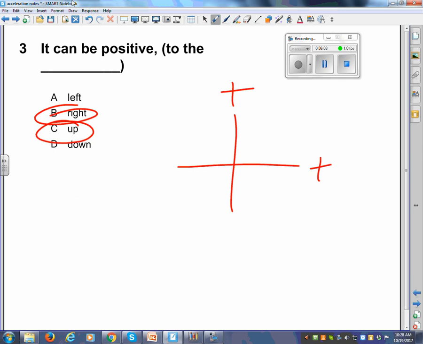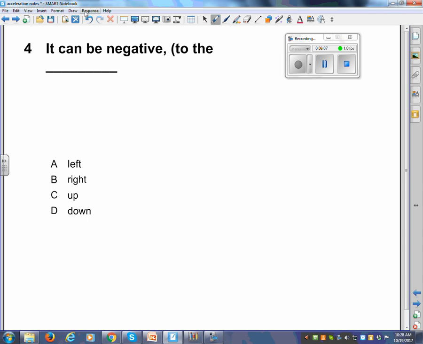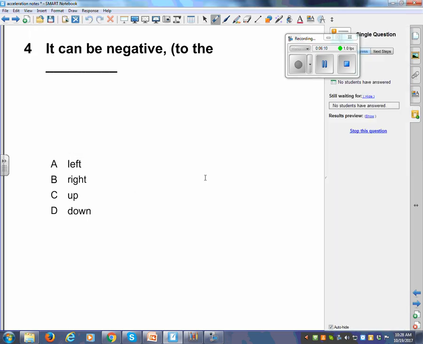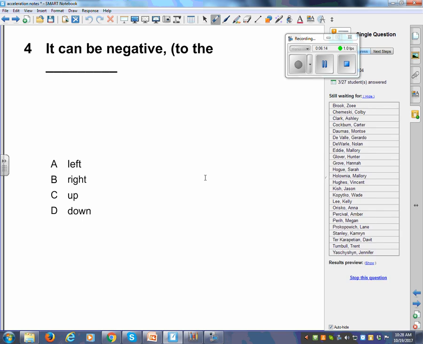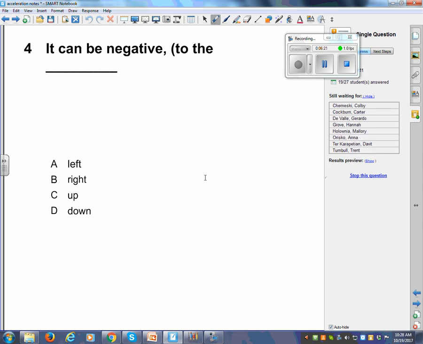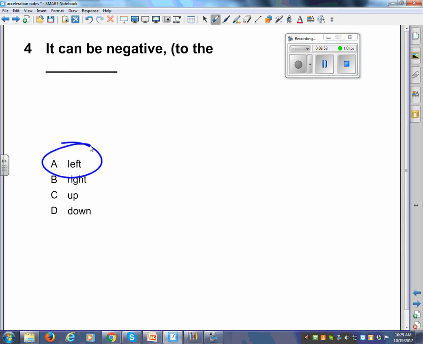Now, please, come on, you guys. Let's get this next one right. Acceleration can be negative to the left, to the right, up, or down. I think I gave the answer right, didn't I? I was in answer mode instead of questioning mode. Oh, you all are going to get this right, aren't you? Aren't you? Make my day. B and C, says Jason. Not B and C. A and D, acceleration is left and down.